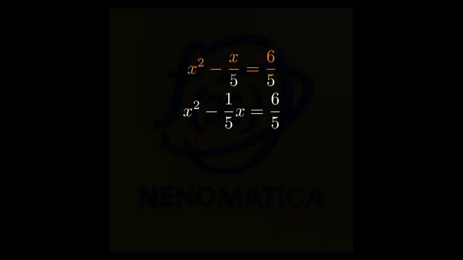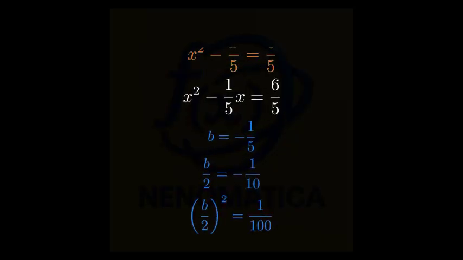Step 2. For completing the square, we take b over 2 and then square it. Here, b equals negative 1/5. Then b over 2 equals negative 1/10. Squaring gives 1 over 100.